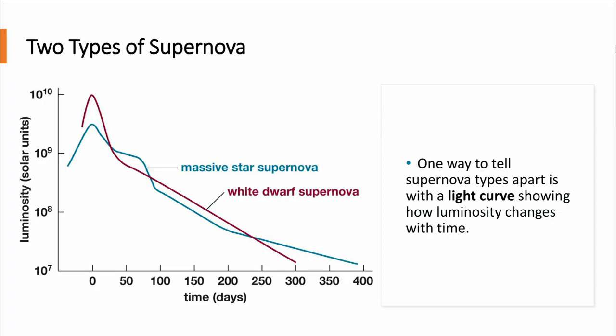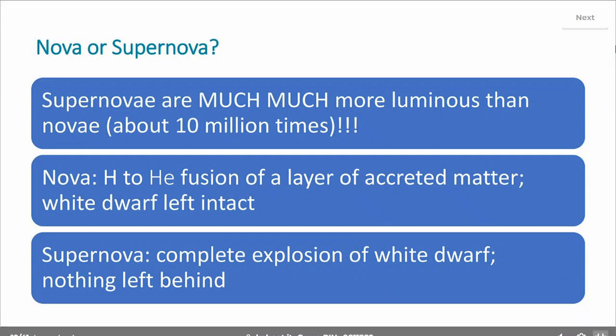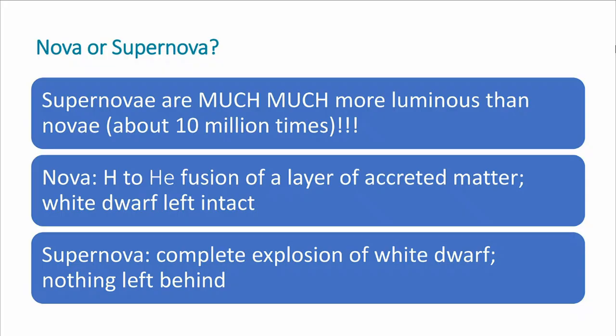So one way, if you track the light curve, meaning if you plot the brightness of the source over time, then for the massive star supernova, they're not gonna be as bright to start, but they'll last a bit longer than the white dwarf supernova. And then the white dwarf supernova will be very bright initially, and then it will fade more quickly. But that takes a lot of time to do. So the other way that you can do it is by looking at what elements are found in the spectrum of those events.